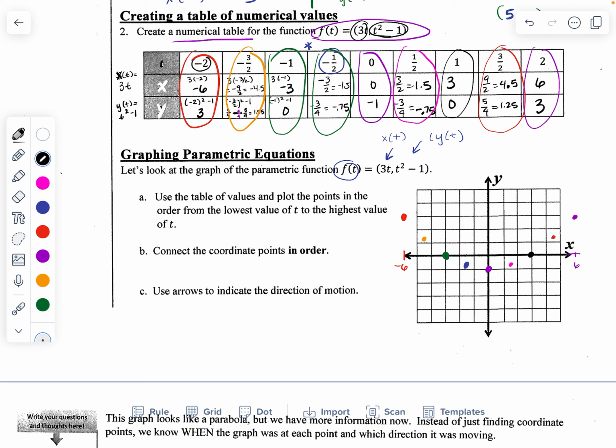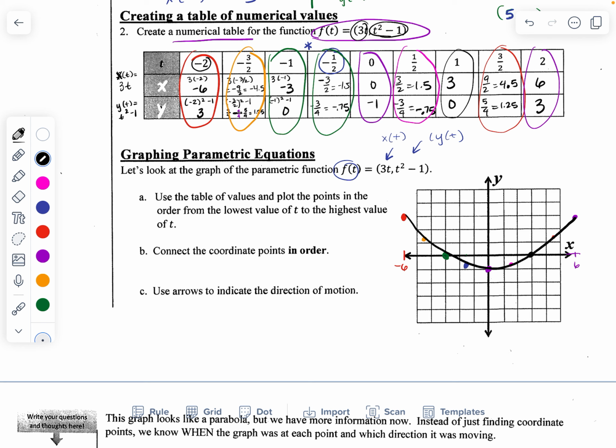Okay. So what we're going to do is we plotted them in order, and now we're going to connect those coordinates. So remember, we started here when t was negative 2, and we went in this direction from left to right as t increases. So now I'm going to connect those dots and show the shape of the graph. We can kind of see this looks like a parabolic shape.